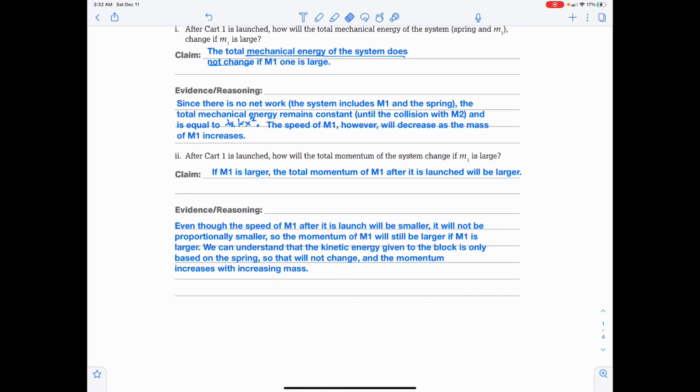Again, we can understand this because the kinetic energy given to the block is only based on the spring energy, and that doesn't change. Energy is conserved and does not change, but the momentum increases as the mass increases.